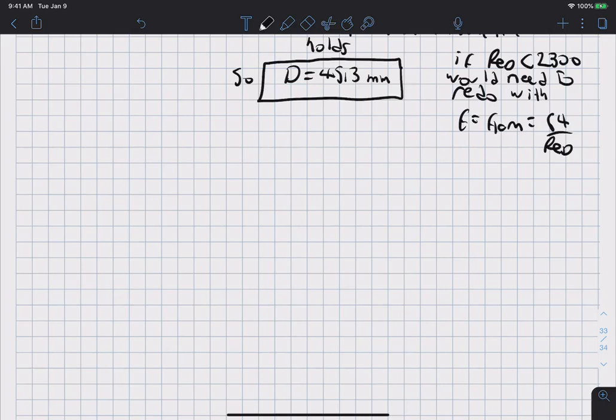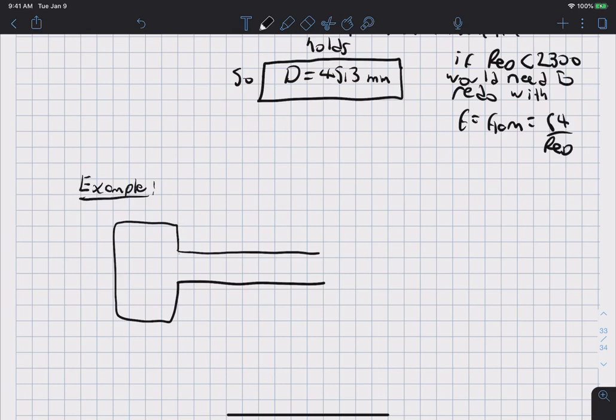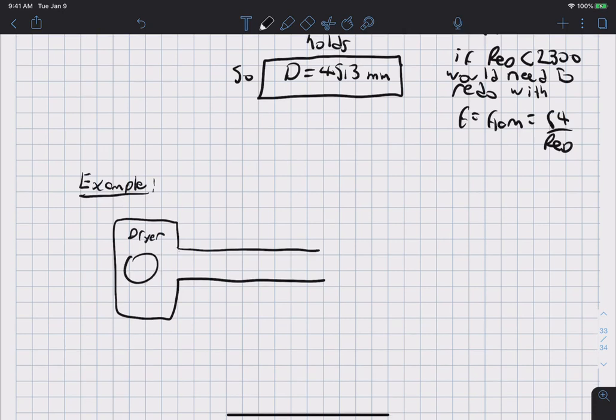Okay, so we're going to go over our fourth and final example. In this example, we have something rather mundane: a dryer vent, not unlike what you might have in your house. To dry your clothes, you see the clothes all tumbling around and around. What comes out of the dryer is mainly hot air and, of course, steam or water vapor.